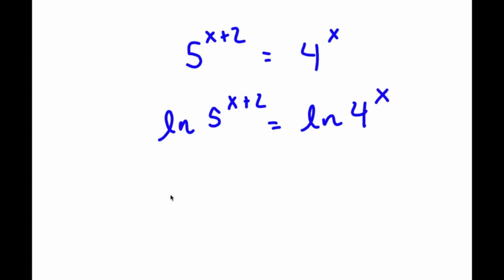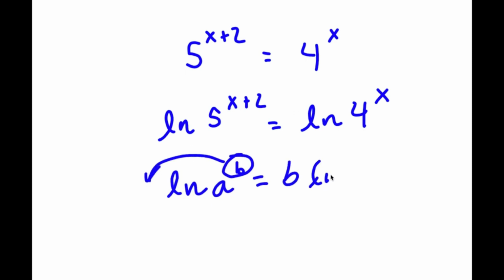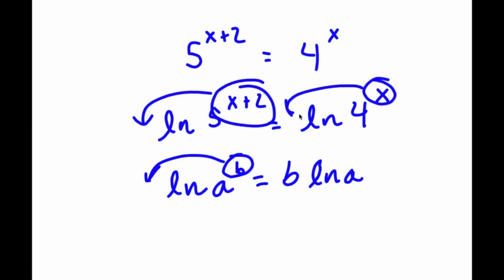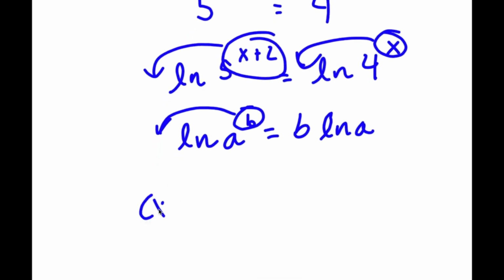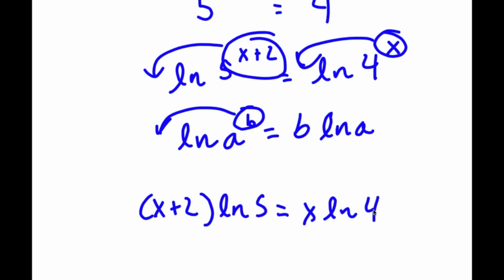Now, if I have something in the form ln a to the power of b, I can actually move this exponent b to the front. So this is going to equal b times ln a. So for ln 5 to the power of x plus 2, I can move x plus 2 to the front. And for ln 4 to the power of x, I can move x to the front. So now I'm going to have x plus 2 times ln 5 is equal to x times ln 4.